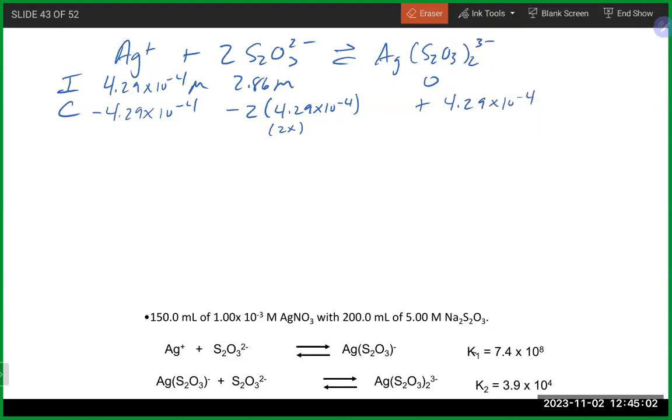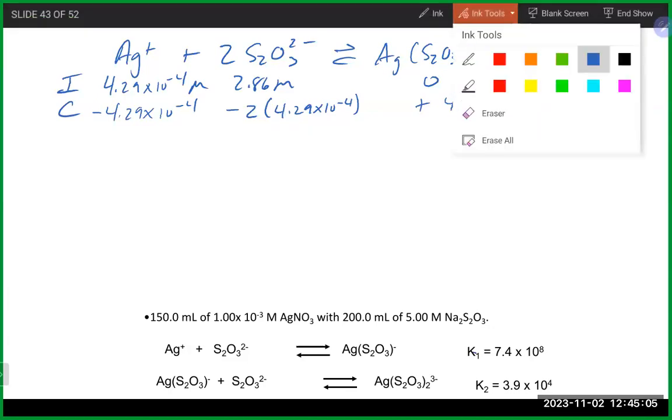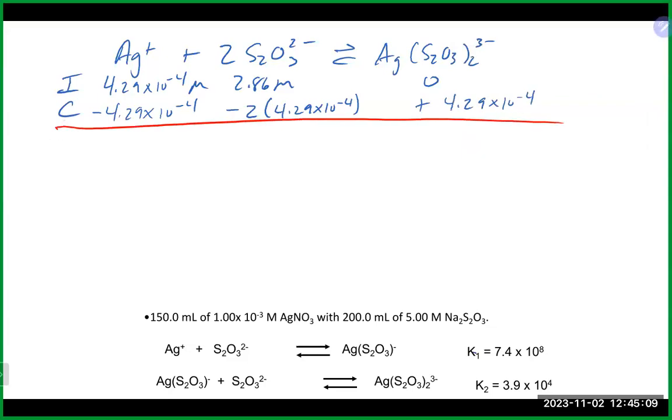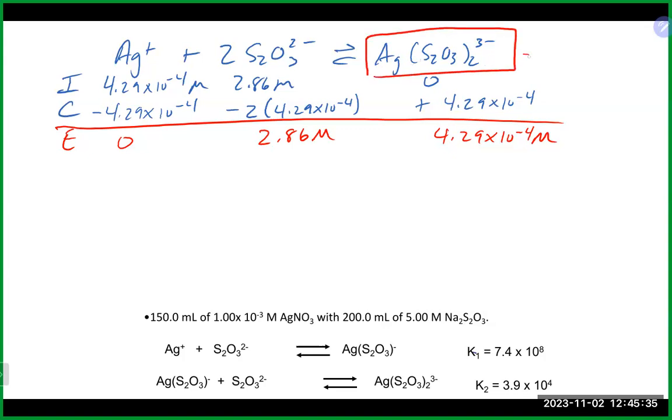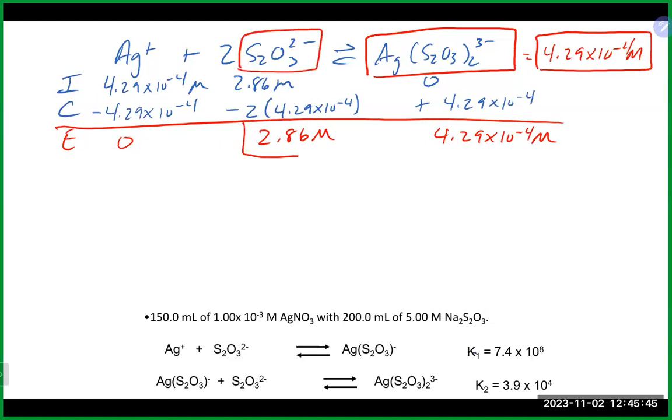That means when we do reach equilibrium here, we will end up with 0 for our silver, which is our assumption. 2.86 minus 2 times 4.29 to the minus 4 is going to give us basically 2.86 and 4.29 times 10 to the minus 4. Of course, any questions on that table? At this point, I just got the concentration of our complex ion at equilibrium, right? It's going to be our 4.29 times 10 to the minus 4 molar, which was one of the things we were looking for. We might not have been looking for this guy, but we also got its concentration at equilibrium as well from this table.